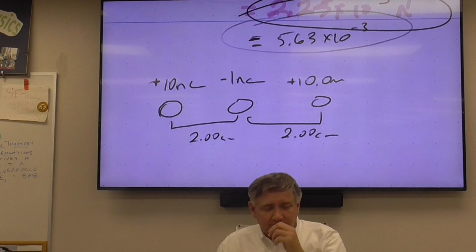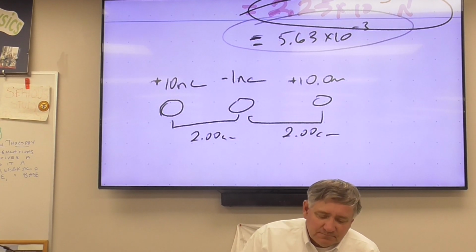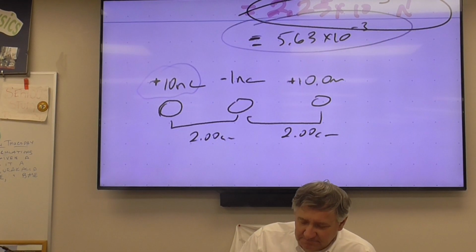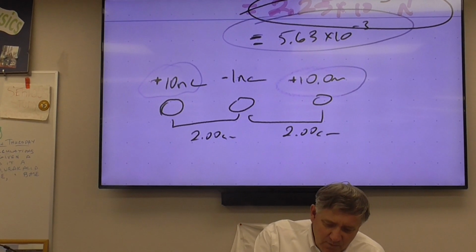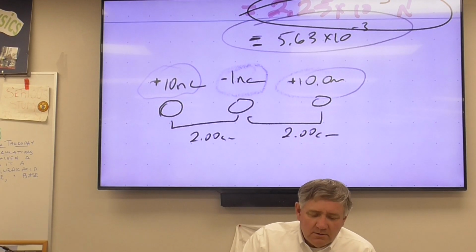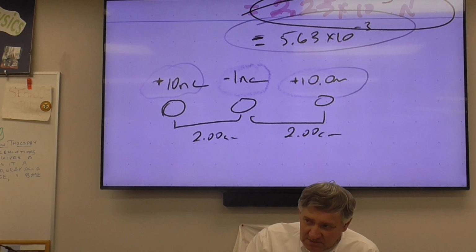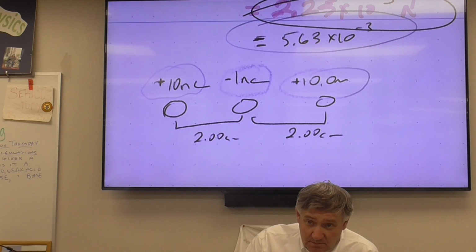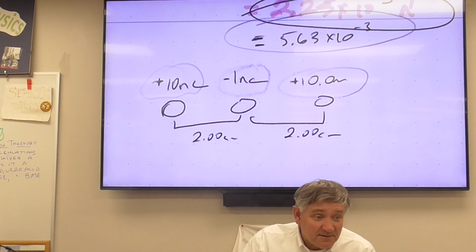Okay. Now, force and acceleration and velocity. If I've got a positive 10 nanocoulomb charge here and a positive 10 nanocoulomb charge there, and a negative 1 nanocoulomb charge in the middle, will that negative 1 nanocoulomb charge in the middle feel a net force? No. Will it feel a force? Yes. It feels two of them. Why? It's being pulled in both directions.